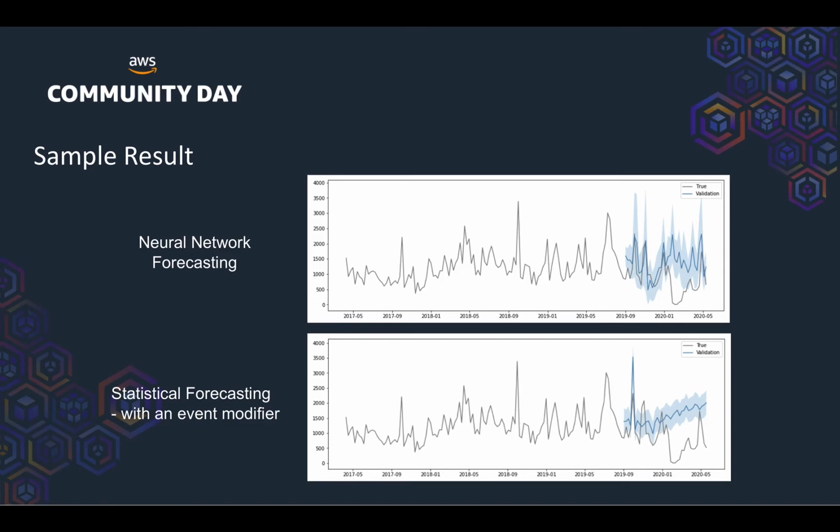Actually, in production, there will be hundreds of products to forecast, or maybe even more. And each product will have a totally different character in the historical demand. A statistical model is still very useful for capturing the outliers.